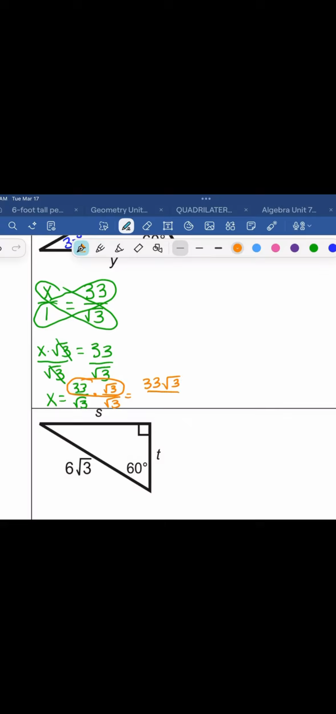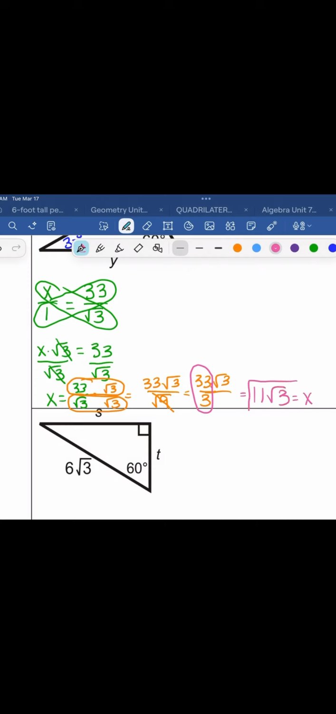And we continue to simplify. The square root of 9 can go away, and that becomes a 3, and you leave the 33 square root of 3 alone. And then this is where you do need to check. This right here can be simplified. 33 divided by 3 is 11. So x is going to be 11 square root of 3. This is why I say that it's worst case scenario.